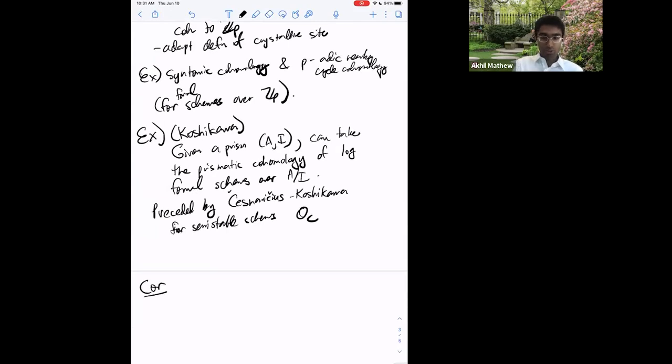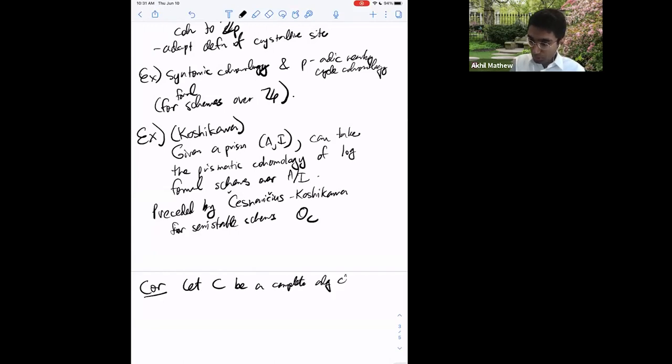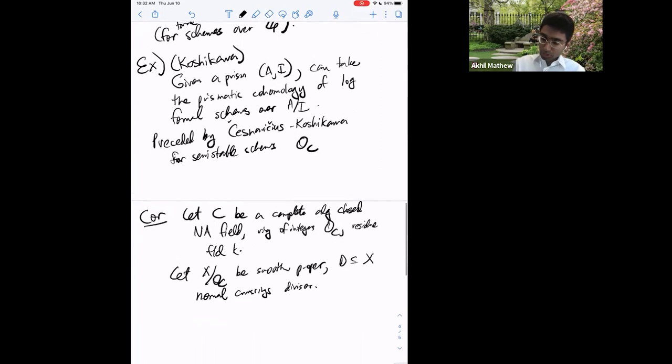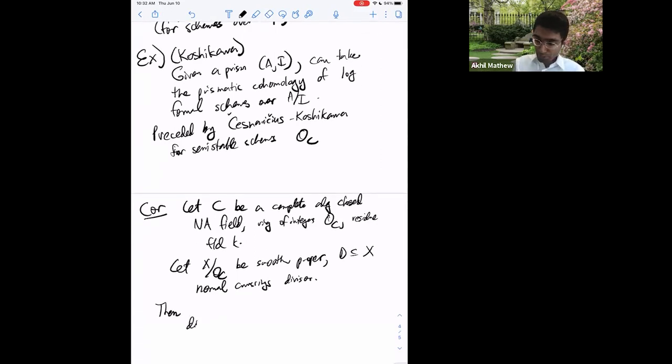So let me just explain a corollary of the theory of log prismatic cohomology. Let C be a complete algebraically closed non-Archimedean field, with ring of integers O_C and residue field k. Let X be a smooth proper scheme over O_C, and let D be a normal crossings divisor. And then the conclusion is that if you take the dimension of the étale cohomology groups of X minus D.